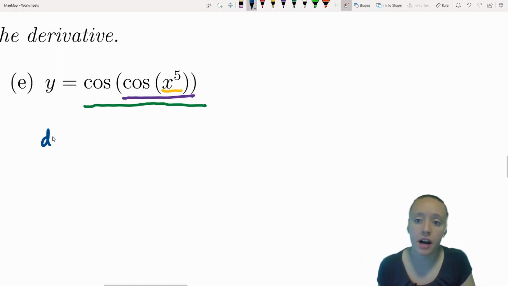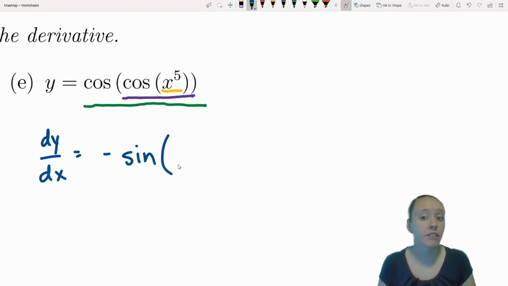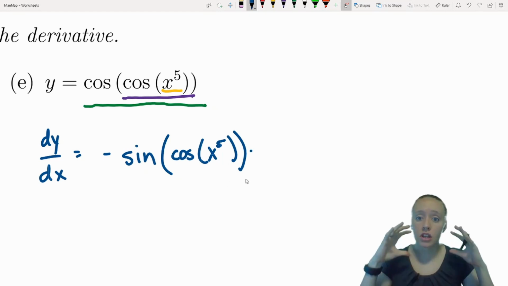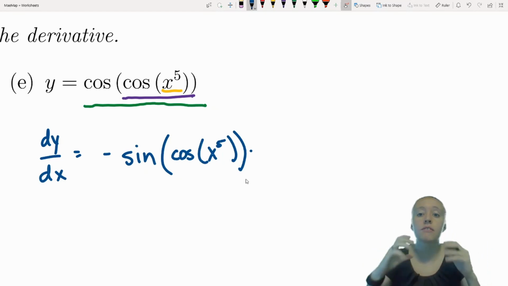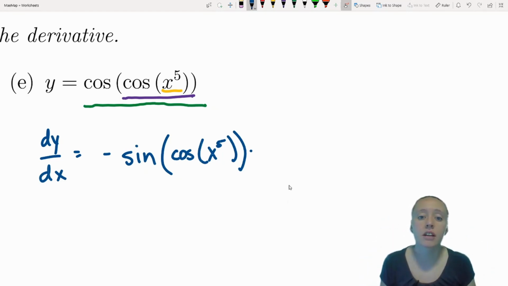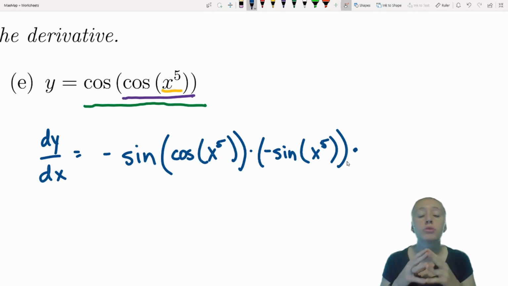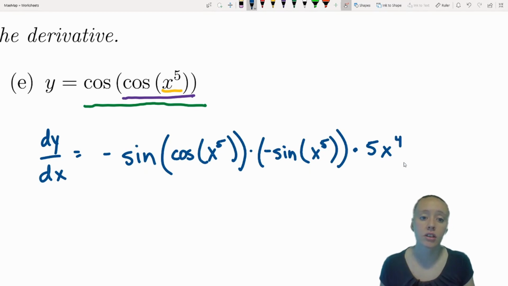So we're going to have that dy dx, first of all, equals negative sine of, I'll leave everything else as is, cosine of x to the fifth. And now I'm going to multiply by the derivative of that next function, which is the cosine function of that x to the fifth. So the derivative of cosine again is a negative sine. So this gets multiplied by negative sine of, and then I'll leave my inner function still as is, x to the fifth. And then finally, I'll multiply by the derivative of that innermost function. The derivative of x to the fifth is 5x to the fourth.